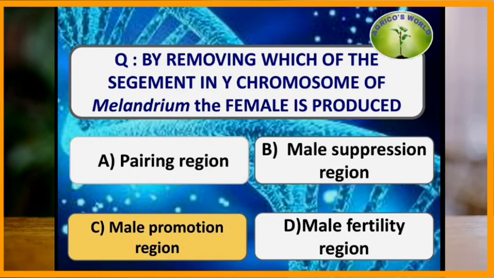By removing which of the segment in the Y chromosome of Melandrium, the female is produced? By removing the male promoting region from the Y chromosome, the female is produced. If the first region is lost, it produces the bisexual plant. When the third region is lost, it produces the male sterile plant.